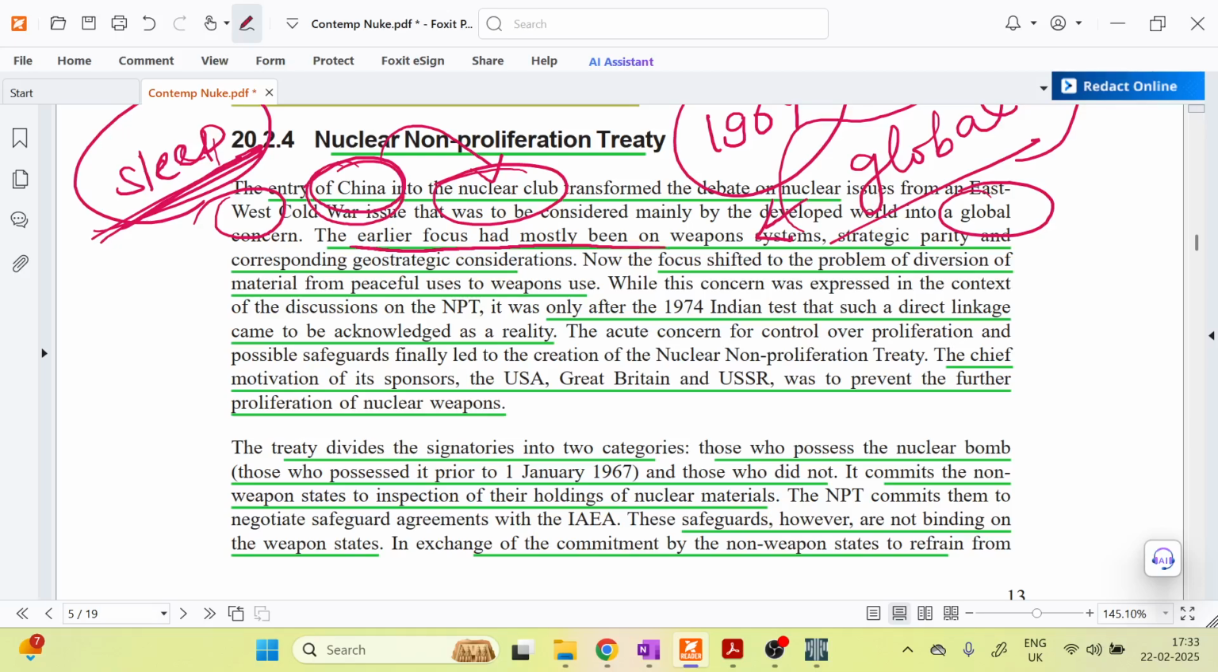The earlier focus had mostly been on weapon systems, strategic parity, and corresponding geostrategic considerations. Now the focus shifted to the problem of diversion of material from peaceful to weapon use. This shift of focus was a consequence of China's nuclear test.